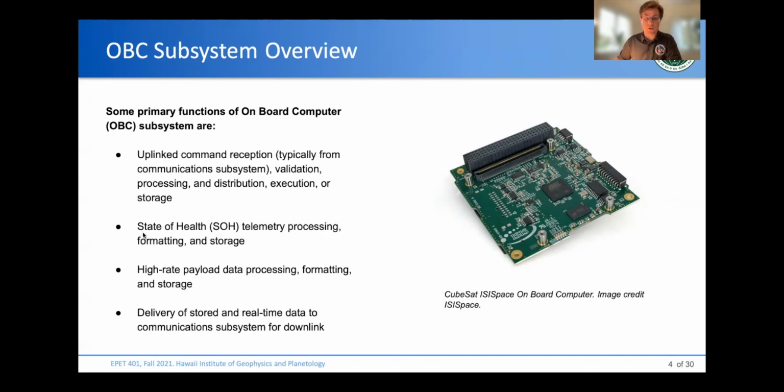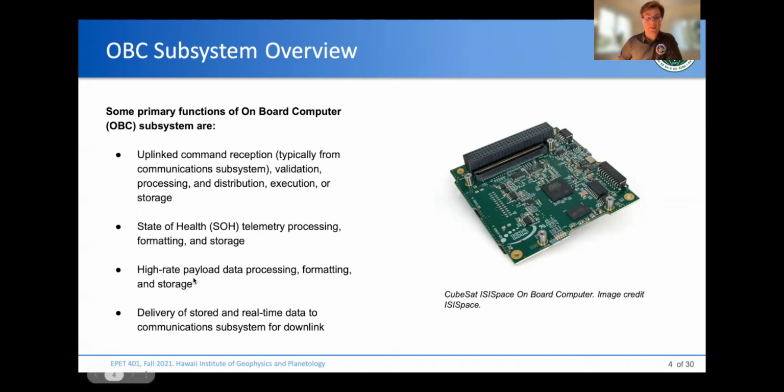The computer also needs to manage the state of health, SOH. We abbreviate it many times by this acronym. And then we want to format that state of health message and also store it. When we say format, it's basically saying what goes in which order in terms of bits, bytes, and maybe even the message sequence.